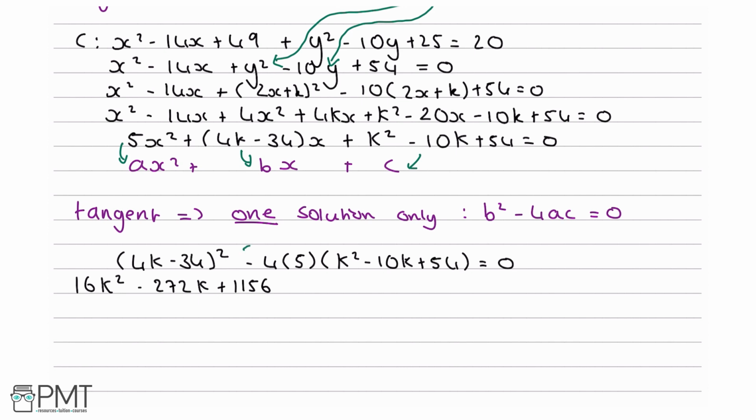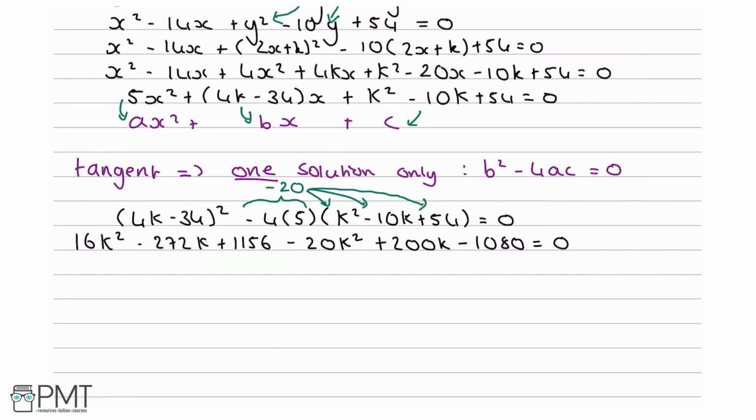Okay. Now we've got minus 4 times 5 times k squared minus 10k plus 54. So what I'm going to do is combine these just to make it simpler to get minus 20, like that. So minus 20 times k squared gets us minus 20k squared. Minus 20 times minus 10k will get us positive 200k. And minus 20 times 54 is going to get us minus 1080, and this all equals 0.